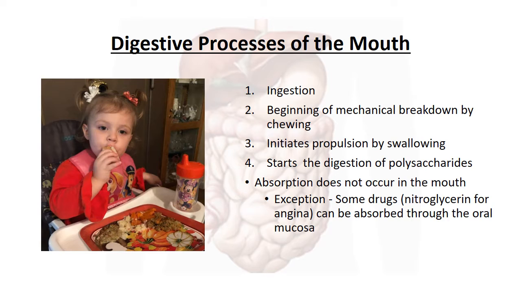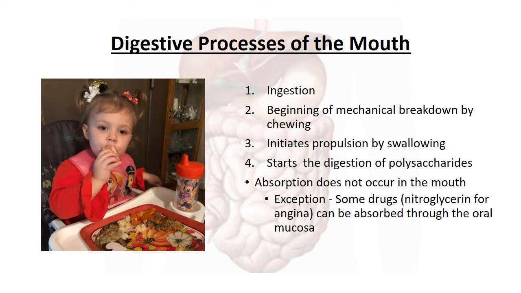So first off is ingestion, right? We eat, we masticate, we chew, okay? The second thing that the mouth does is start the mechanical breakdown of the food that we are eating by chewing. Don't forget that the other portion of the digestive system that does mechanical breakdown is the stomach when it does the churning. We also initiate propulsion by swallowing, right? We swallow that bolus of food.